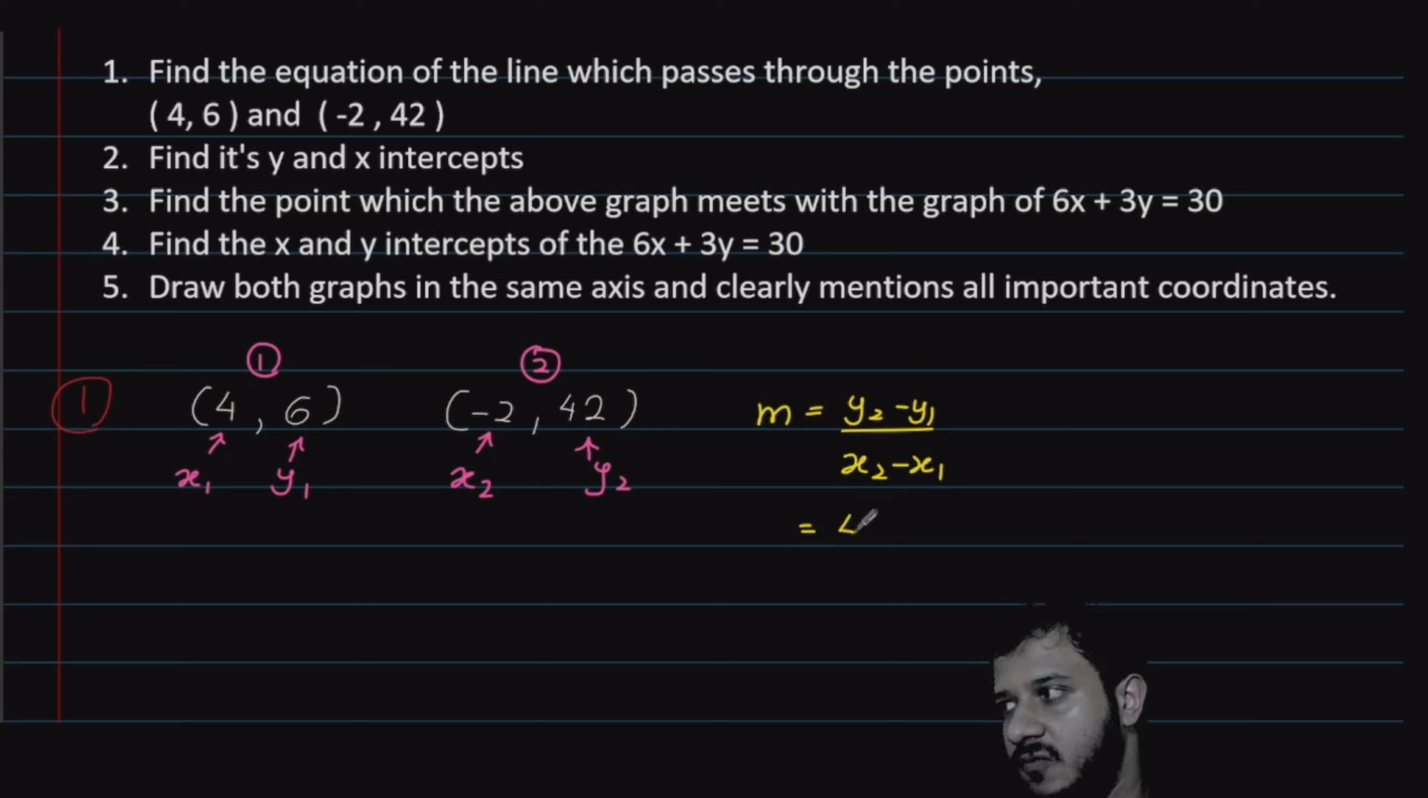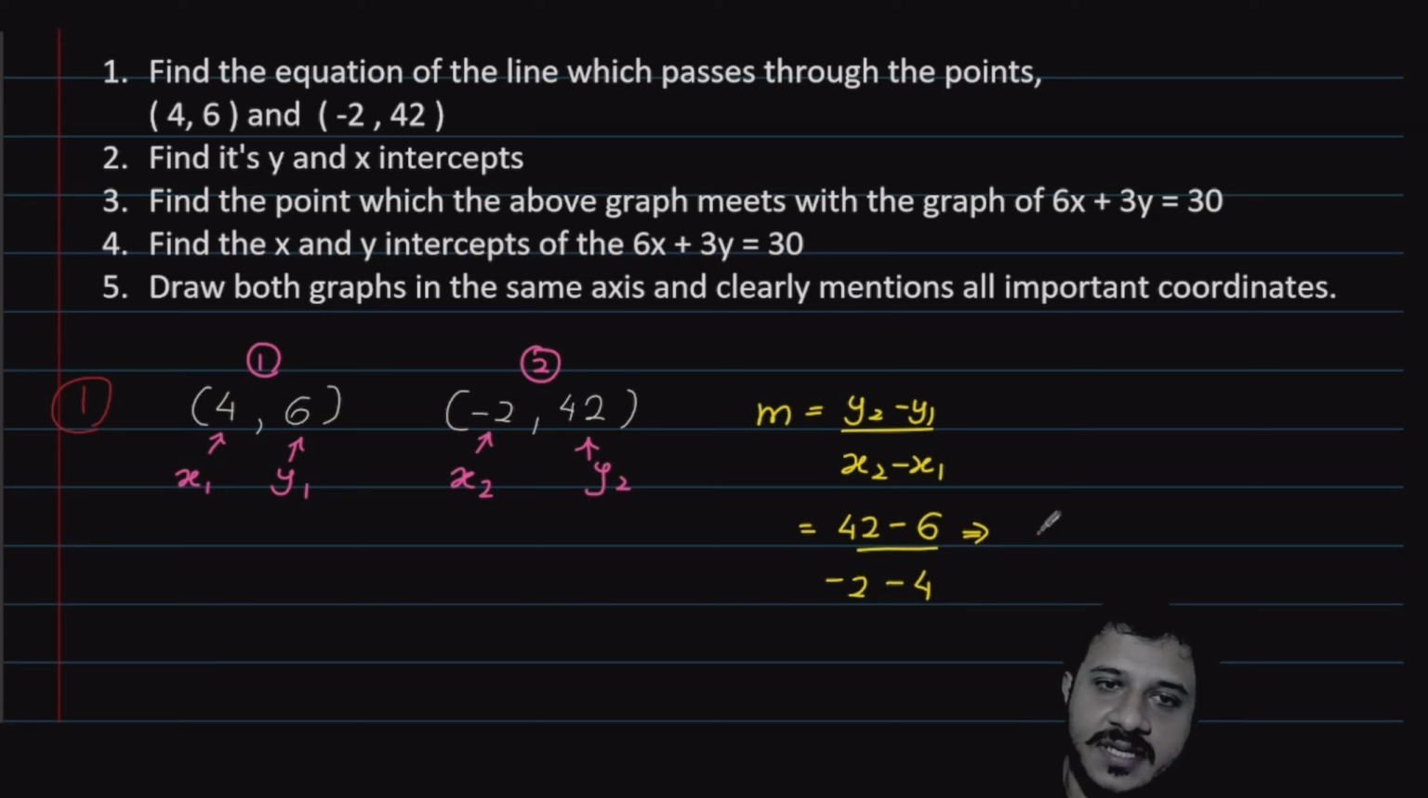That means 42 minus 6 over negative 2 minus 4. 42 minus 6 is 36. Negative 2 minus 4 is negative 6. A positive divided by negative is a negative. 36 divided by 6 is 6. So negative 6 is going to be my gradient.